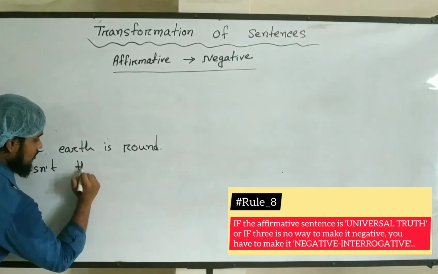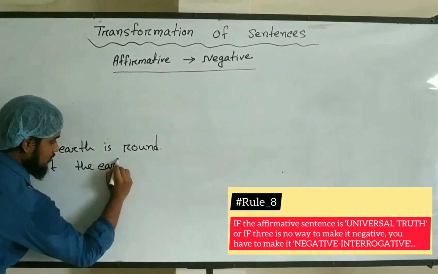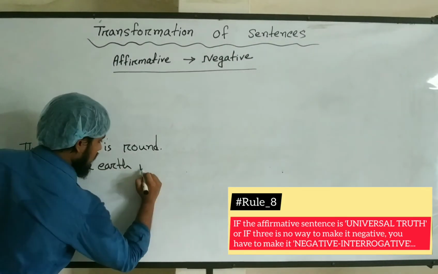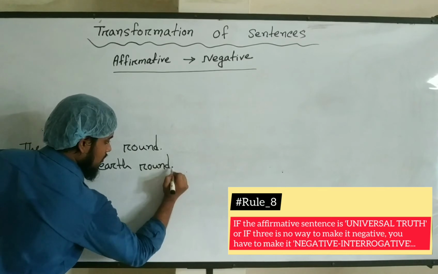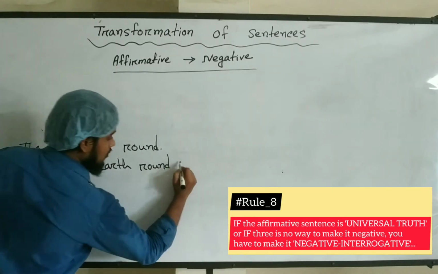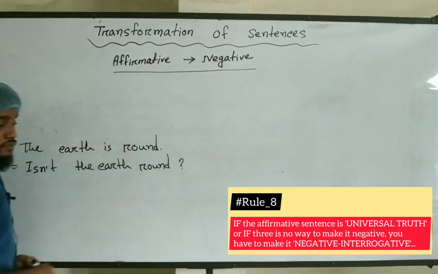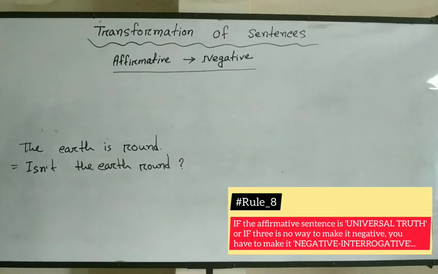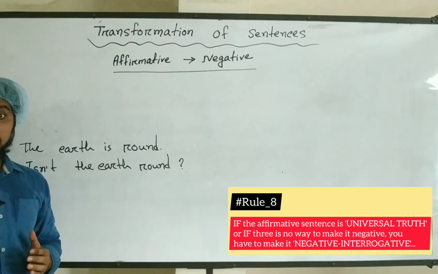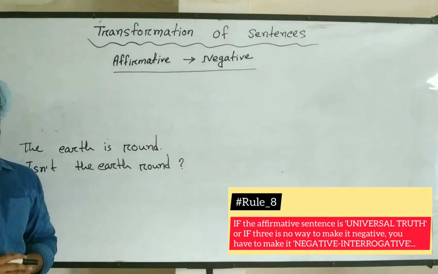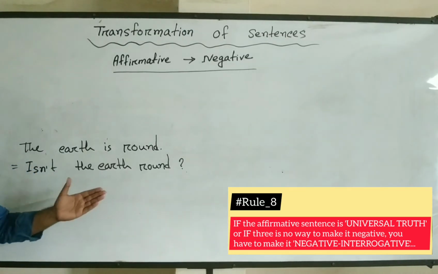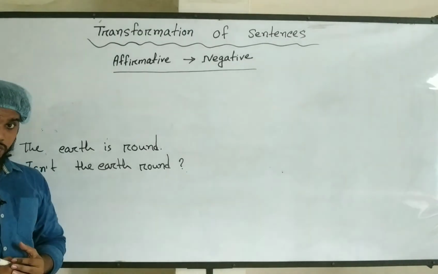Isn't the earth round? And don't forget to use question mark. When you learn the transformation of interrogative sentences, this rule will be very, very easier.